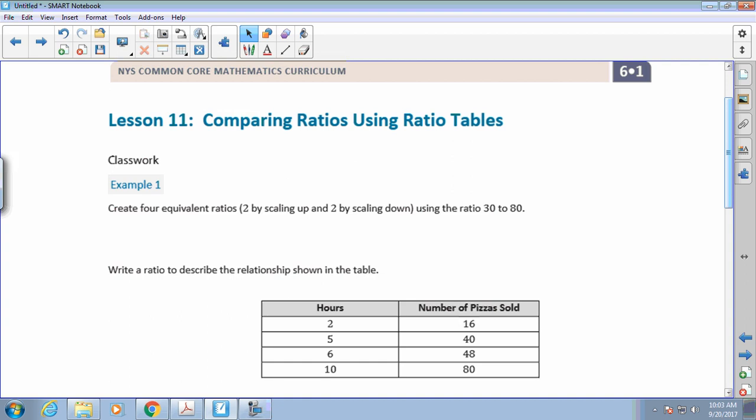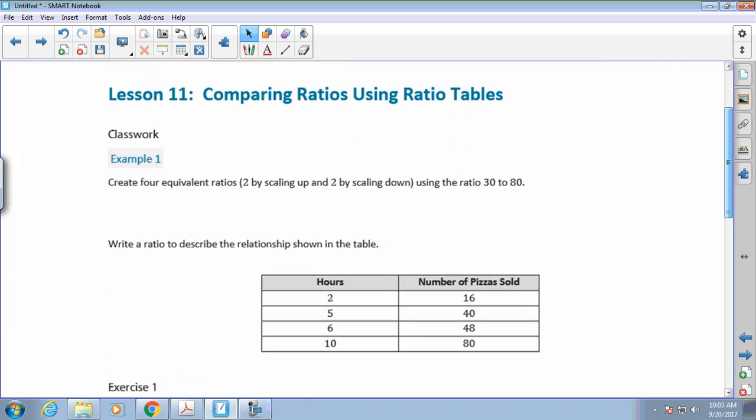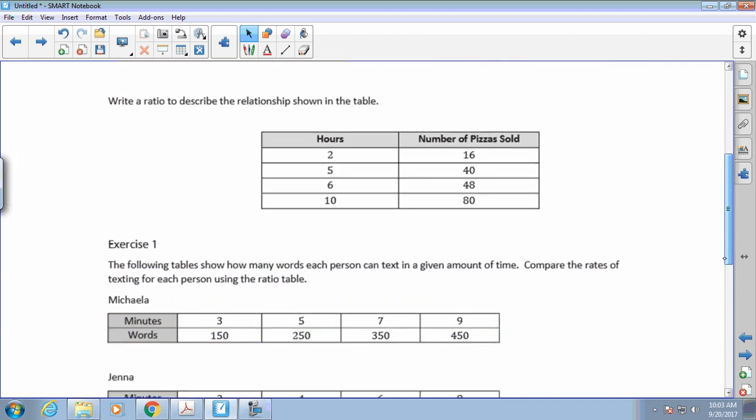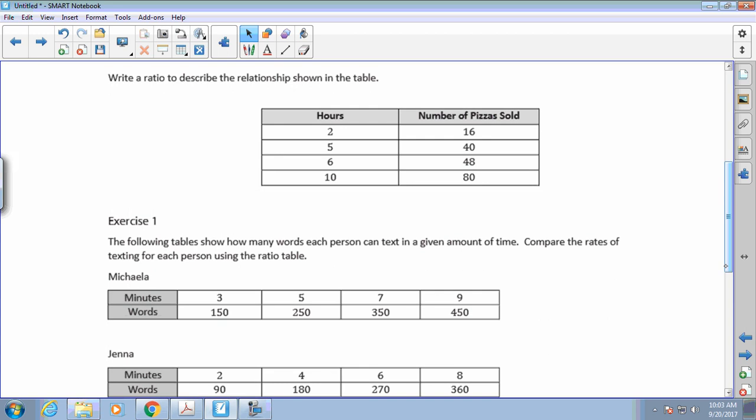So we're going to actually skip the first thing, and we're going to go right here to where it says write a ratio to describe the relationship shown in the table. So they tell us in 2 hours there are 16 pizzas sold, and it goes on from there. 5 hours, 40 pizzas. So we need to simplify those ratios down. Every ratio in a ratio table should have the same value. What is that value? Who can tell me what those would all simplify down to?